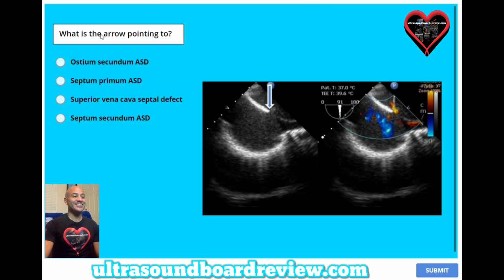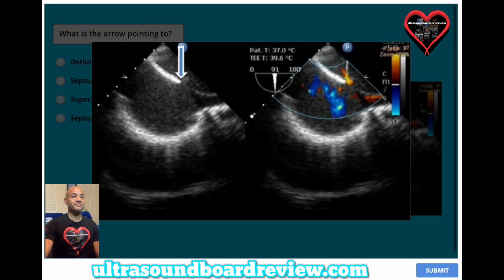Question 106. What is the arrow pointing to? A. Ostium secundum ASD. B. Septum primum ASD. C. Superior vena cava septal defect. Or is it D. Septum secundum ASD.